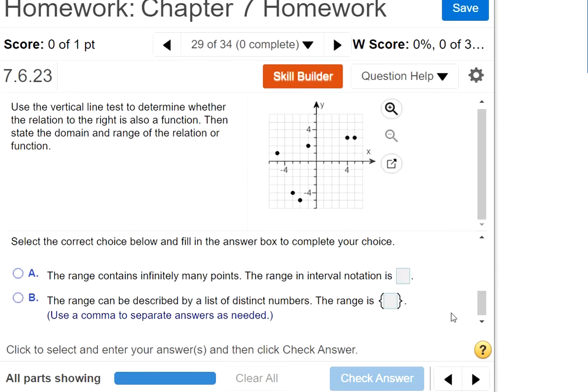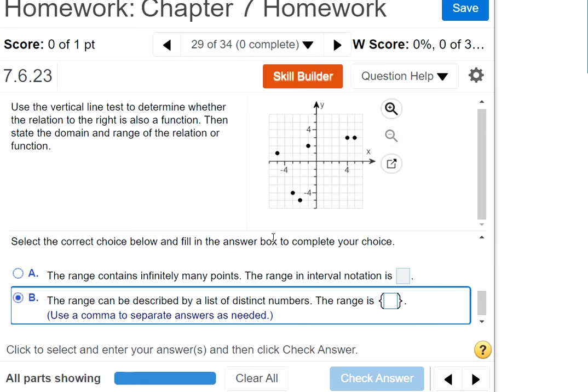Let's see. The range contains infinitely many points. Oh, range. Okay, so that was domain. Domain is all the x values. So you might start thinking range is y values, and if you do, you're right. The range does not have an infinite amount of points because it's 1, 2, 3, 4, 5, 6. We can count them up.